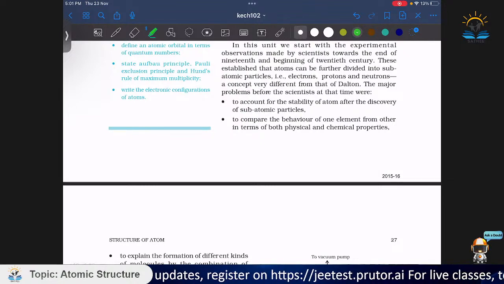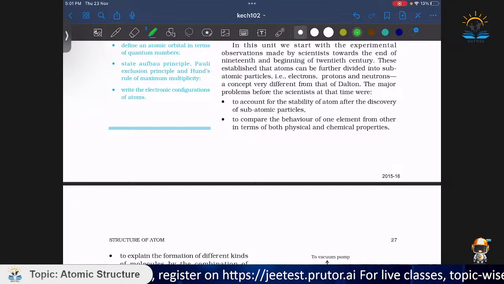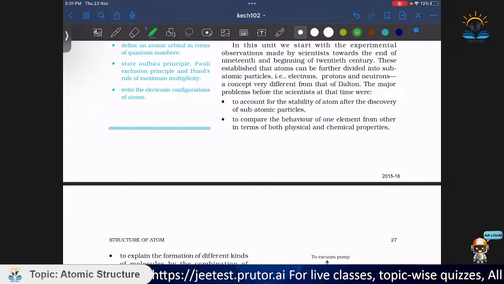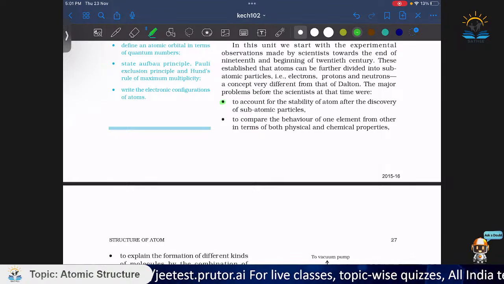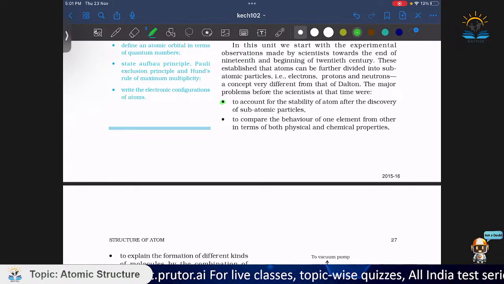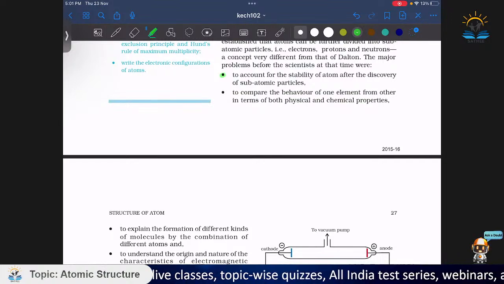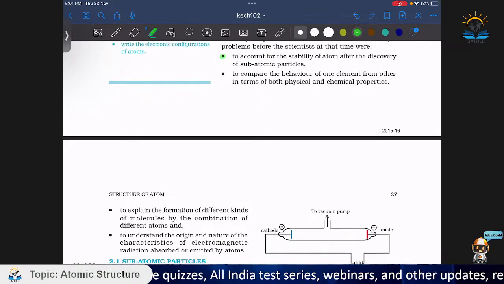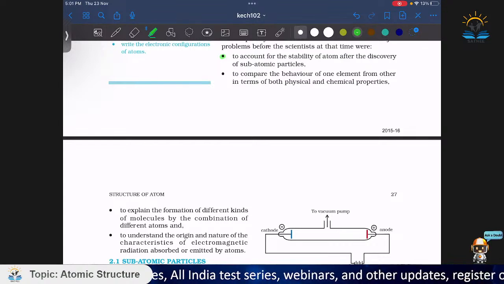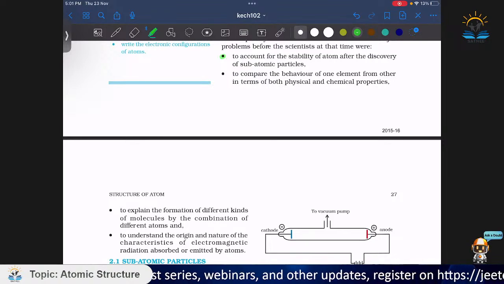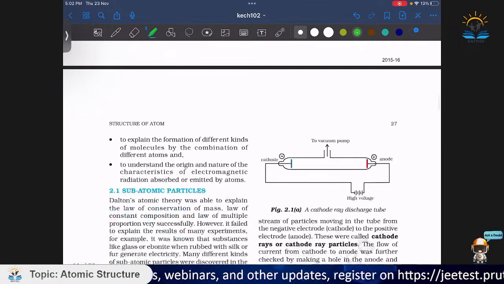The major problems before the scientists at the time of Dalton was to account for stability of the atom after the discovery of subatomic particles. So subatomic particles were discovered, but they were not able to explain how an atom is holding all of them together. Second was to compare the behavior of one element from other in terms of physical and chemical properties. So using this structure of atom, they had to explain the chemical behavior of the elements. That was a difficult problem.